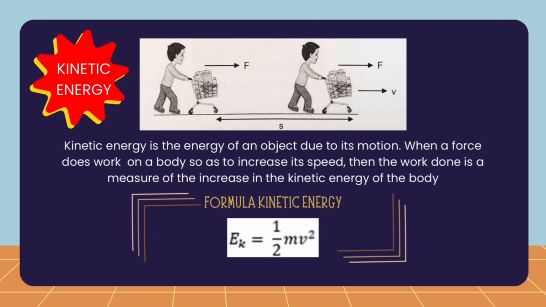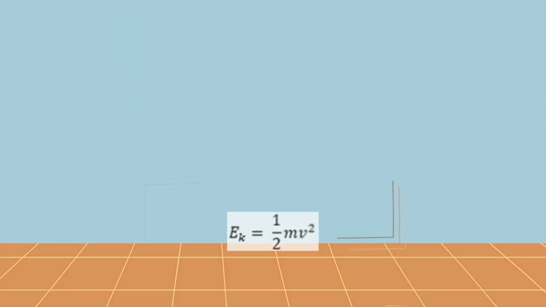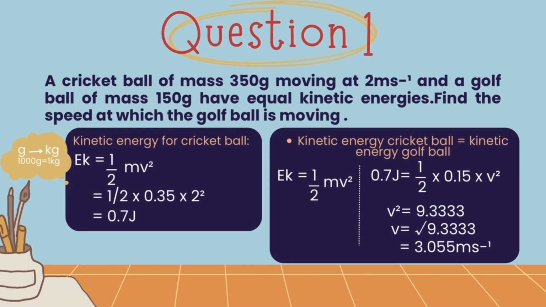Since the work done is transferred to the object as kinetic energy, what is the formula for kinetic energy? The formula for kinetic energy is 1/2 multiplied by m multiplied by v squared. m stands for mass, v stands for velocity. Next, we will go through example questions to help you understand better how to calculate kinetic energy.